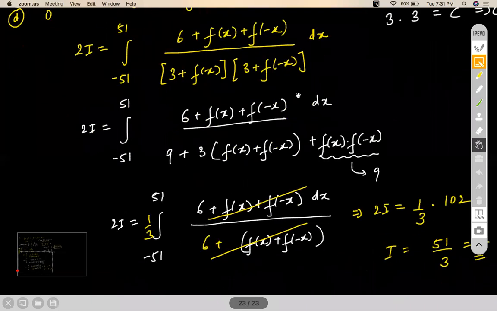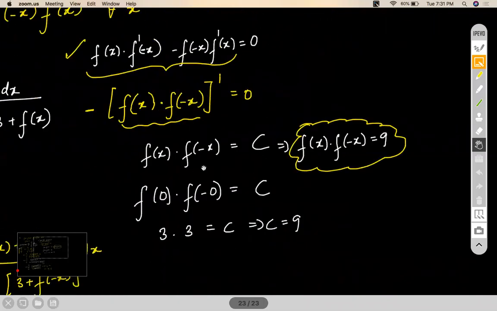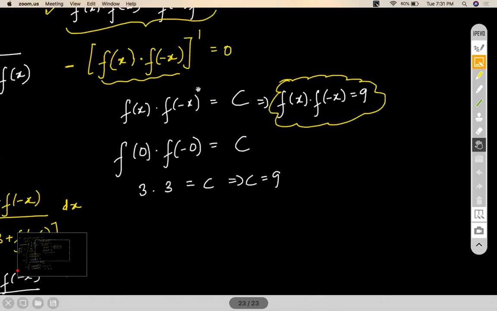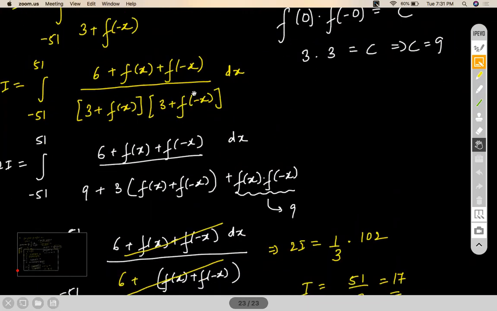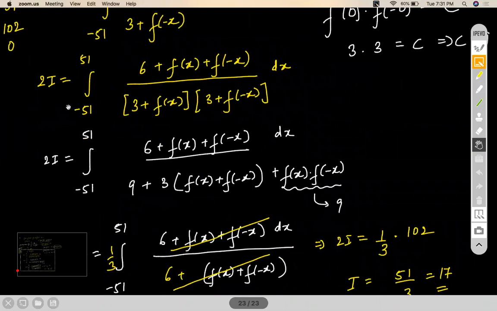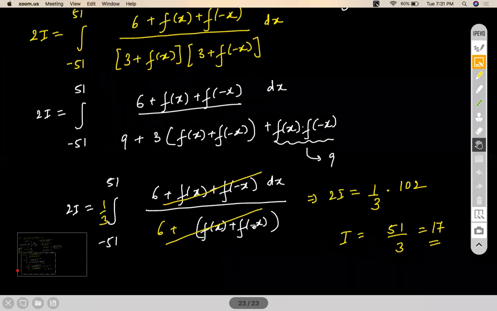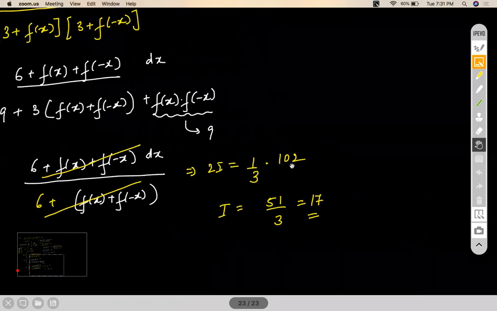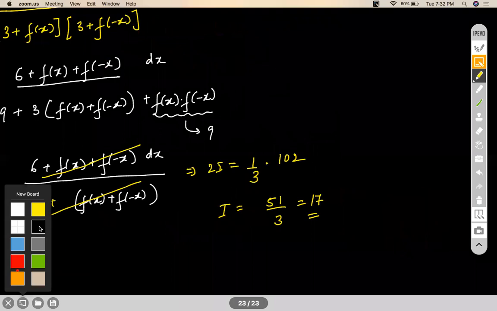Is this fine? Any questions here? Any question? First of all, from the given functional equation, I came to this conclusion. This conclusion helped me when I was trying to add the two I's after using King's property over here. And that led to cancellation of the function, leaving you with integration of 1 by 3 from minus 51 to 51, which is 1 by 3, 102. And then you get your I from there. Can I go to the next one?